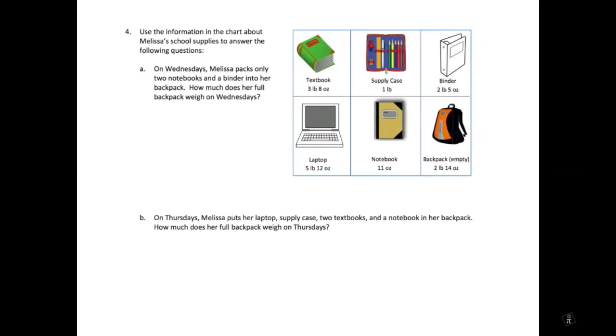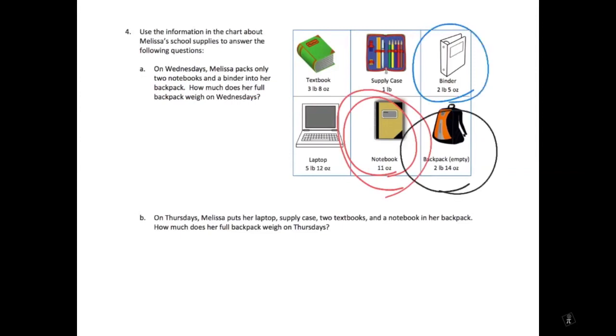So what are we going to do? We're going to add the notebook twice, so I'm going to circle it twice. We have to add in the binder, and we have to add in the backpack. So we're going to add in 4 things, and we're just going to find the total. Done. That's what we're going to do. I'm not going to go into a lot of detail on this one. So, well, heck, let's just do a quickie.